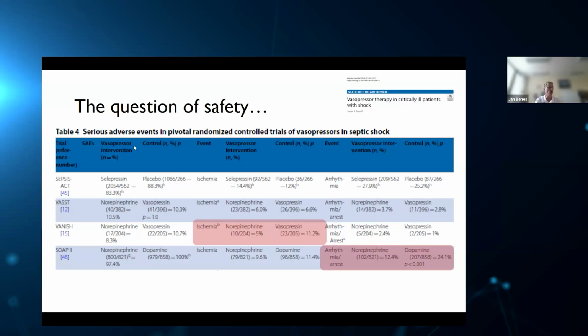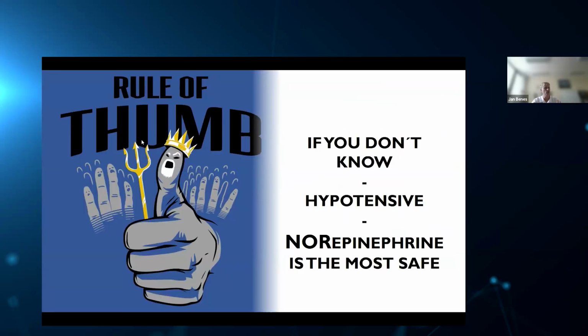And you see on this question of safety, by the James Russell trial, a redo of the previous large randomized trials, that dopamine is increasing the risk of arrhythmias. Vasopressin is increasing the risk of ischemia or peripheral ischemia. So this is the reason why norepinephrine has a better safety profile, and we should consider it the safest drug in shock.